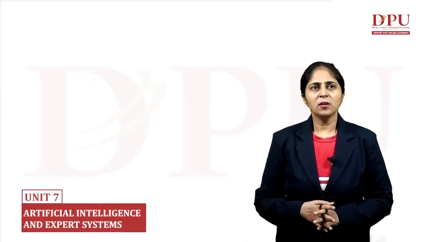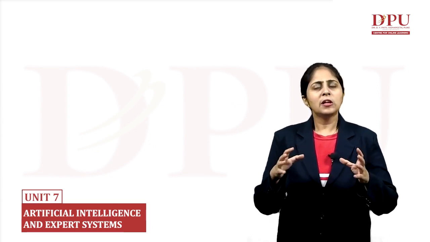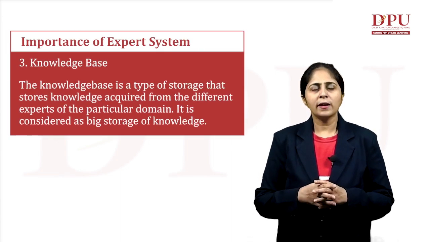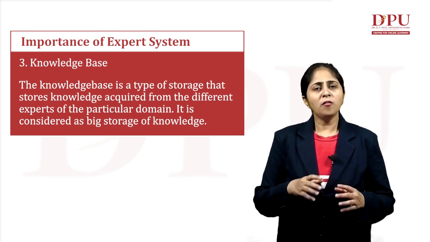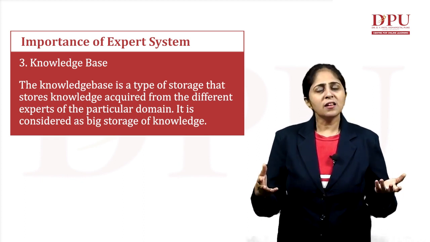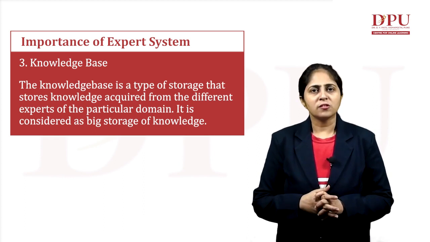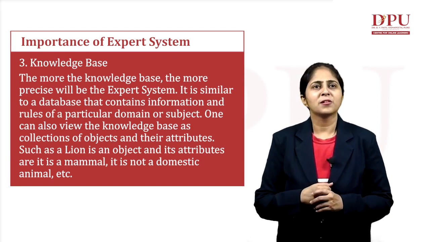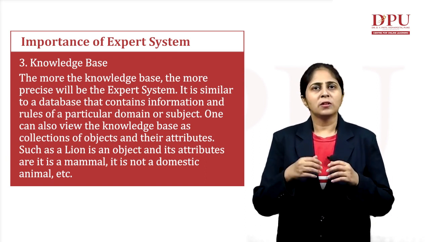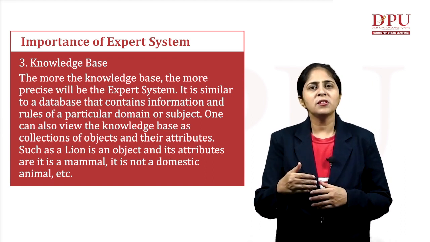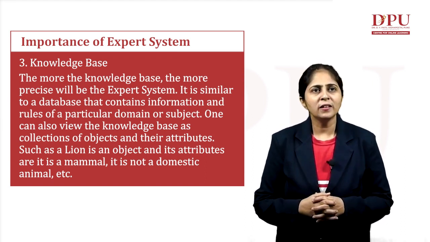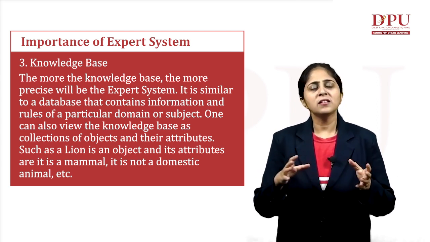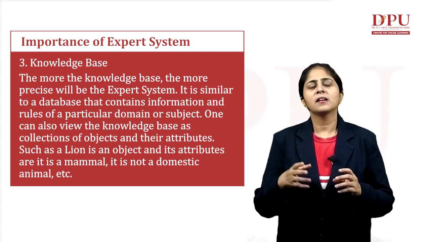Component of our expert system is the knowledge base. The knowledge base is a type of storage that stores the knowledge which is acquired from the different experts of a particular domain. It is considered a big storage of knowledge. So the bigger the knowledge base, the more precise the expert system will be. It is similar to a database that contains the information and the rules of a particular domain or subject. One can also view the knowledge base as a collection of objects and their attributes.